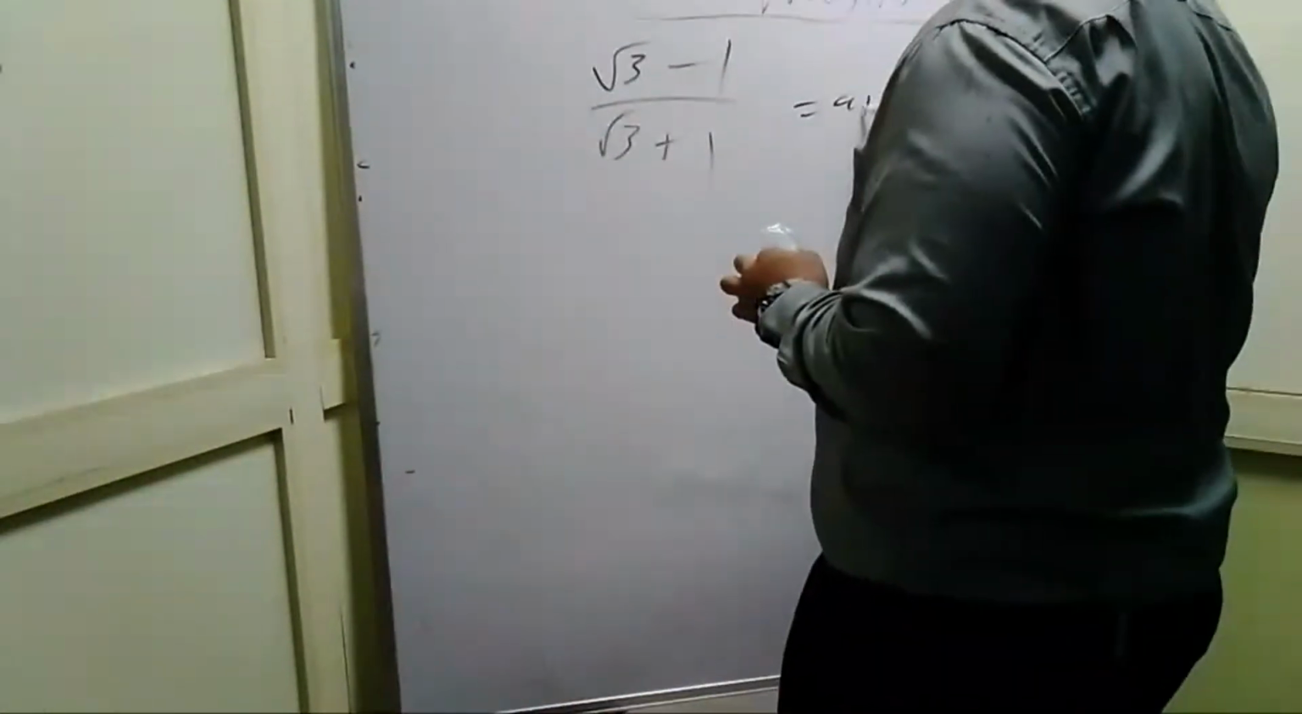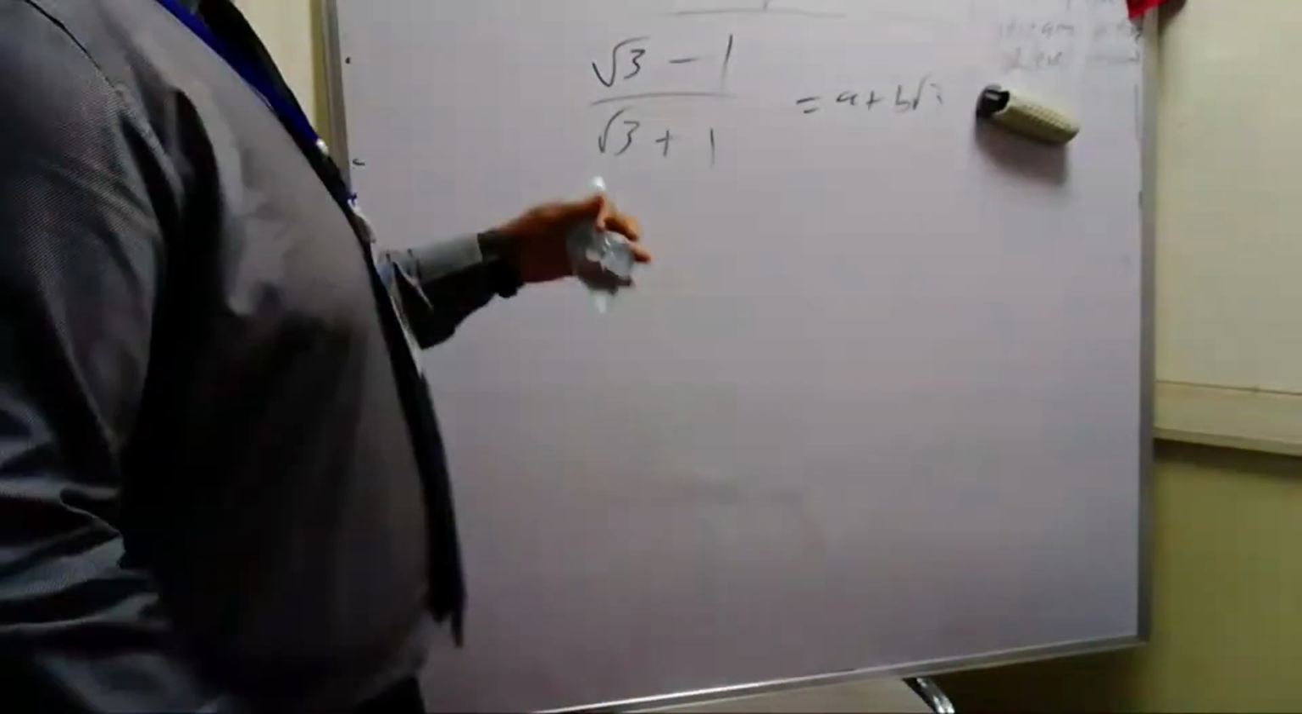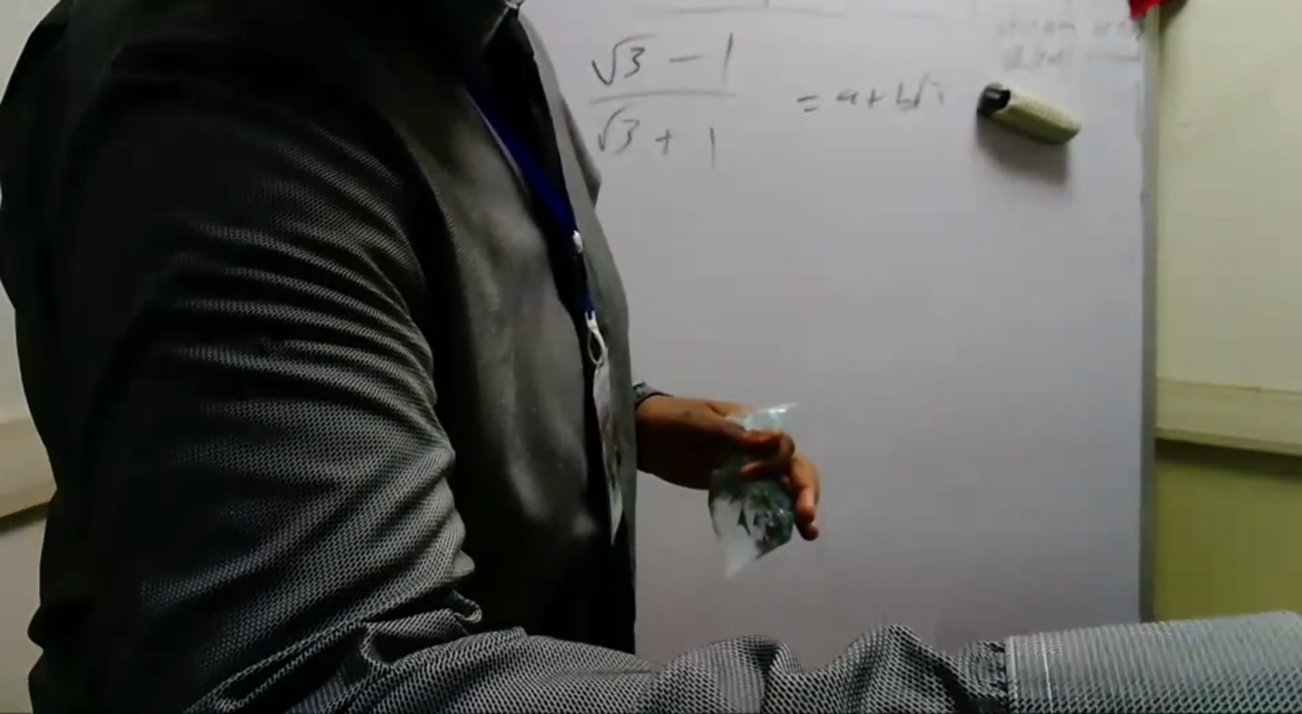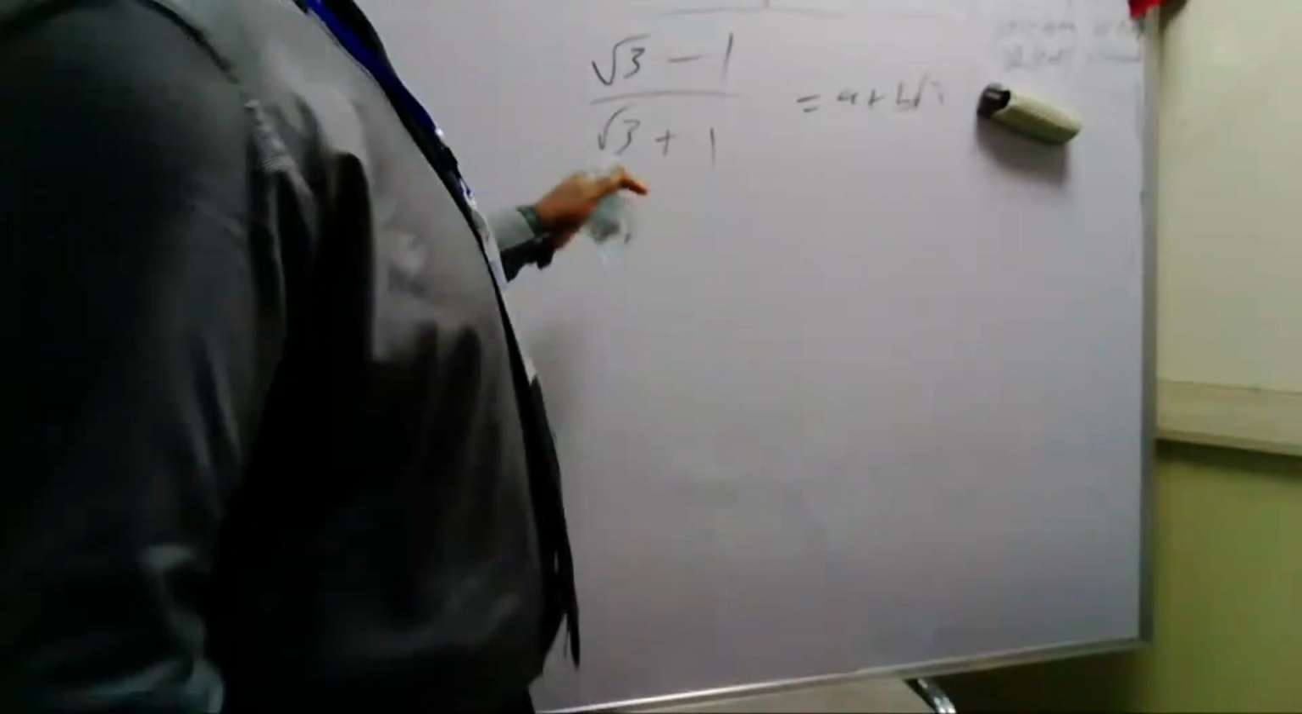Okay, so we have the square root of 3 minus 1 divided by the square root of 3 plus 1. And they say we should rewrite it in the form of a plus b root 3. So basically, we have to rationalize this. Let me put my camera back so I can see my face. Okay, so rationalize this now.